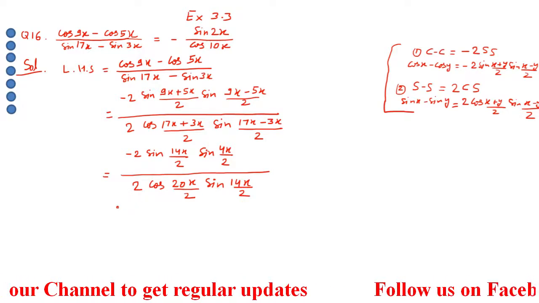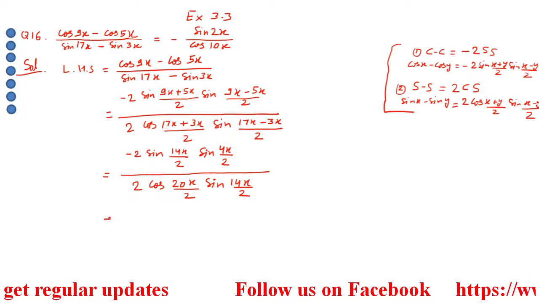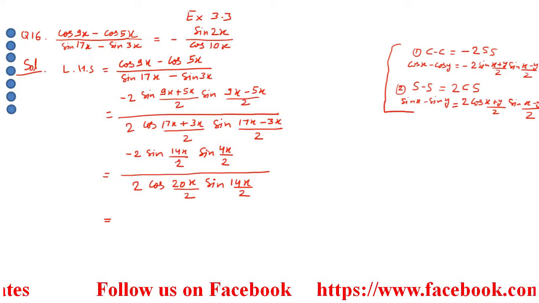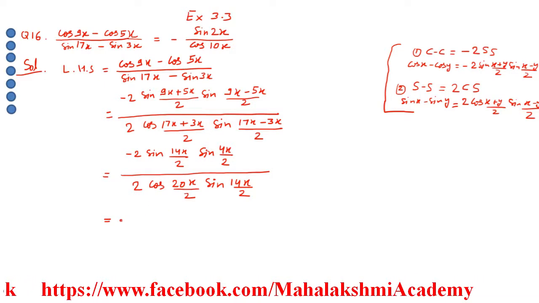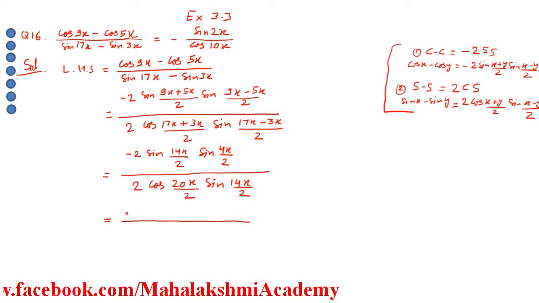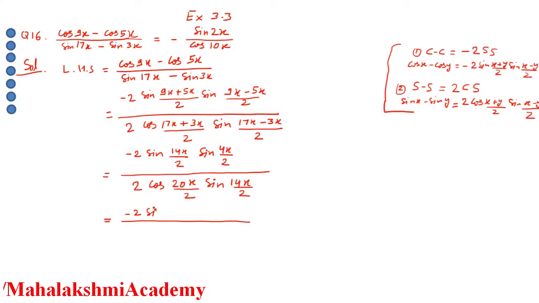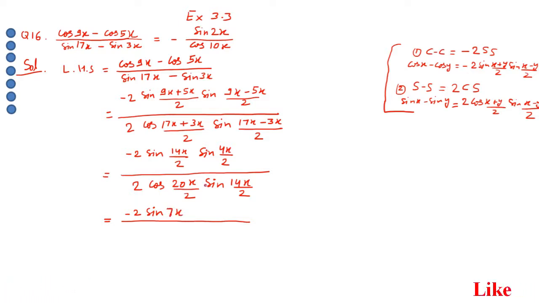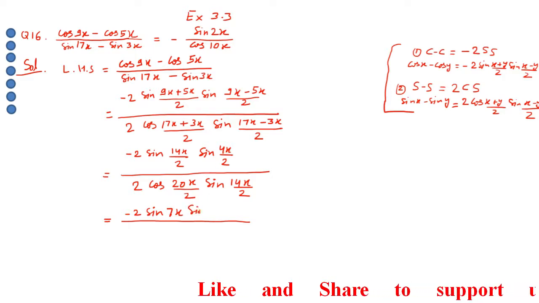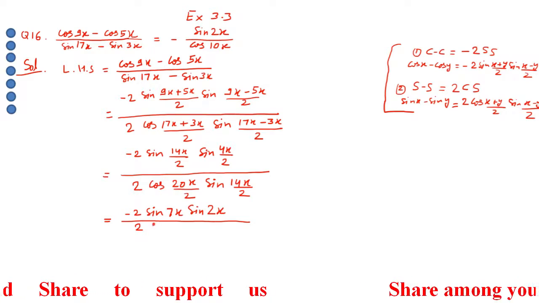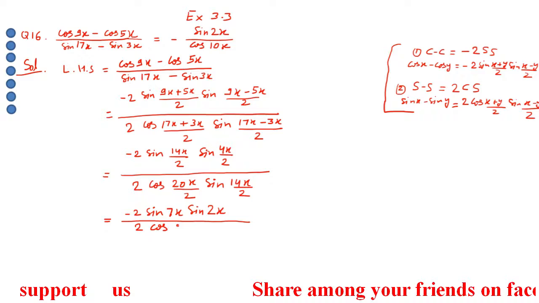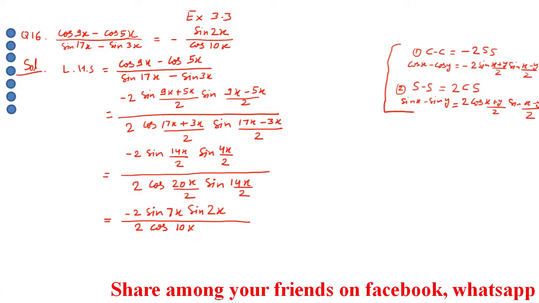Now we'll simplify it. We'll cancel whatever we can. So when we cancel here, how much will come here? 7x, and here is 2x. So first we'll draw the long division line, then minus 2 sin. When we divide it, how much will come? 7x. And when we divide it, how much will come? 2x. So sin 2x. Now here this 2 as it is, cos as it is, 20 upon 2 is 10. So that is 10x.